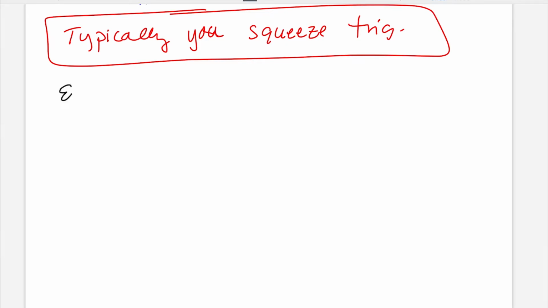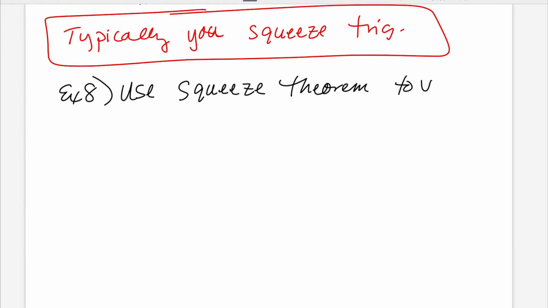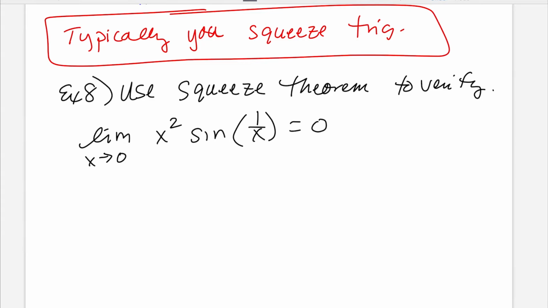So here's example 8. For our intents and purposes right now, we're just going to use the squeeze theorem to verify these values. Use the squeeze theorem to verify that the limit as x approaches 0 of x squared times the sine of 1 over x equals 0.